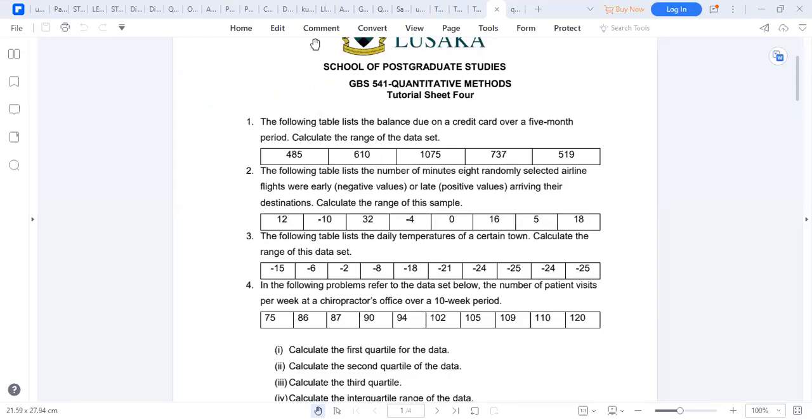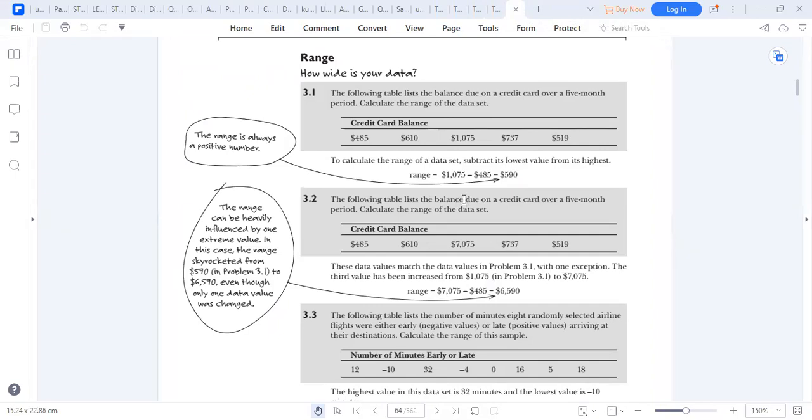So in this instance where we're given values as follows, a 5-month period, we're given 485 as the smallest value, the highest value is 1075. So to find the range is simply subtracting the highest value, 1075 minus 485 to get 590. That is how we find the range.